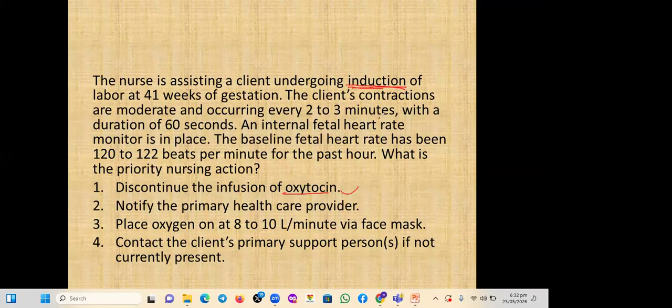But this time around, the problem that is going on is because of the induction, because of the oxytocin that is on. So the first and best action you can take will be to stop the oxytocin, because if you stop the oxytocin, you have stopped the ongoing problem, and that could salvage the situation instead of going to inform the healthcare provider. Yes, you need to inform the healthcare provider, but that is not the first and priority action here. The priority action will still remain to stop the oxytocin that is ongoing.